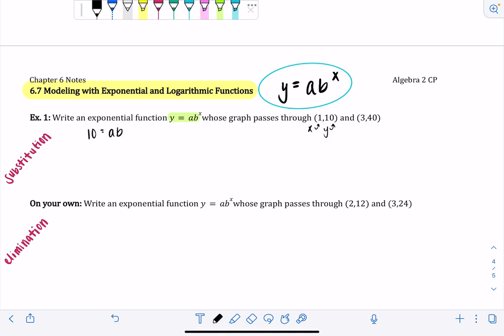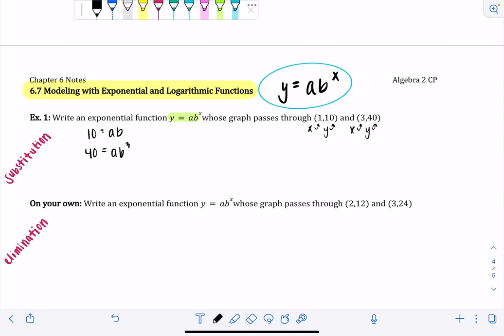Okay, and then equation 2, we're going to do the same thing, but we're going to take our second point, which is x equals 3, and then y equals 40. So we'll take the 40, put it in for y, we'll take the 3, plug it in for x to get our second equation. So it'll be 40 equals ab to the third power.